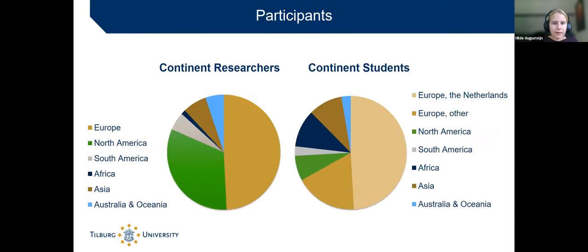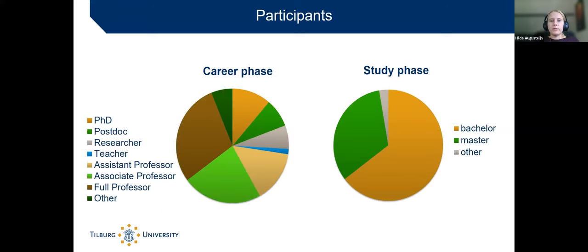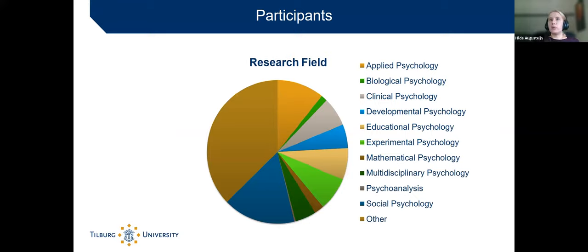So the participants were from all kinds of continents, both the students as well as the researchers. The study phase of the students was mainly bachelor and some master students. For the academics, this was all kinds of career phases. And these are the research fields that they were from. So it's quite diverse. Social psychology and applied psychology are the largest ones. And the other category is, of course, a bunch of all kinds of descriptions that people had, but they all published within psychology. Okay, great. So mostly psychology.